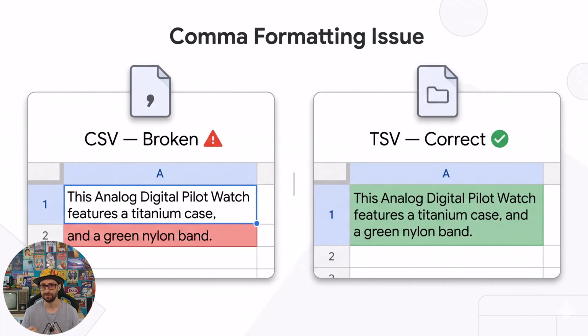In a CSV file, you can work around this by encapsulating the value with double quotes. So it would be something like this: double quote, this analog digital pilot watch features a titanium case, comma, and a green nylon band, dot, and then double quote again. But honestly, it's cleaner and safer to just use TSV files. Avoid the headache altogether. Or what we do at FeedArmy is use a Google Sheet, and for any commas that are part of the sentence, we add a backslash in front of the commas.